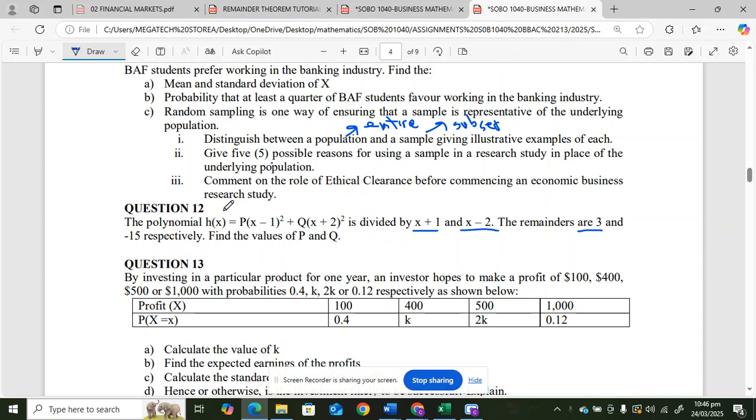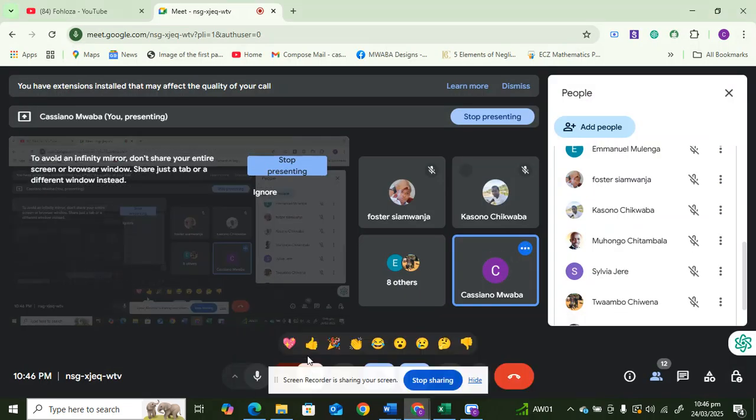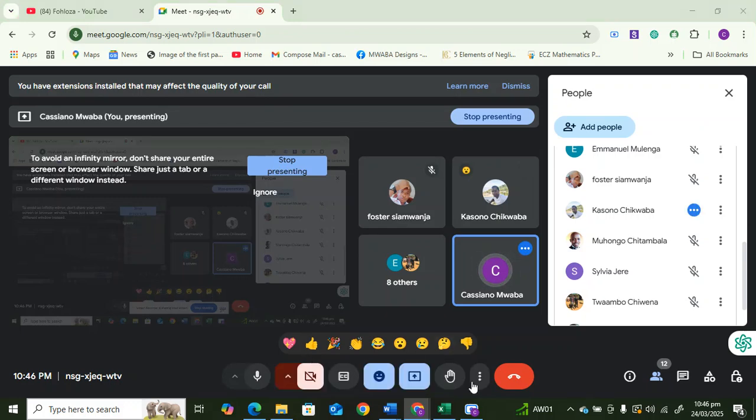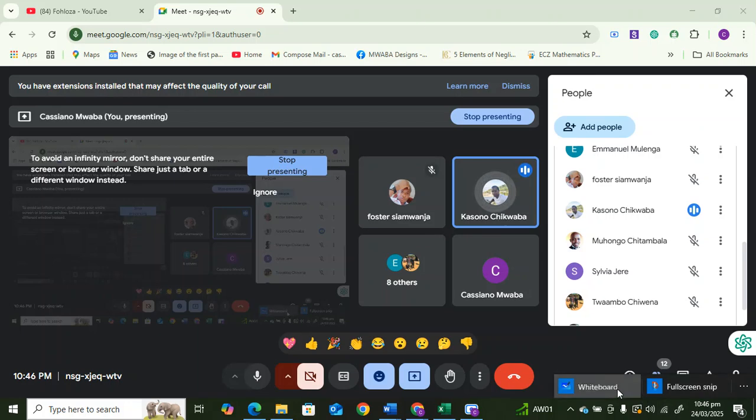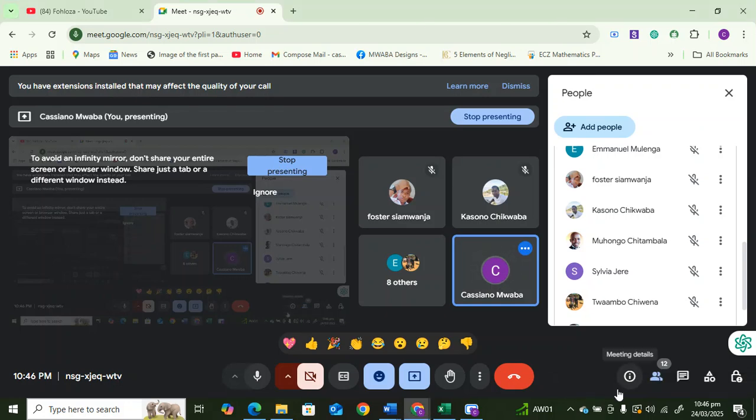Okay, so when you divide this polynomial here, colleagues, what is a polynomial? Before we even go further, what is a polynomial? Mr. Kasono, what is a polynomial? Okay. Polynomial, it's just the number of terms in an equation.